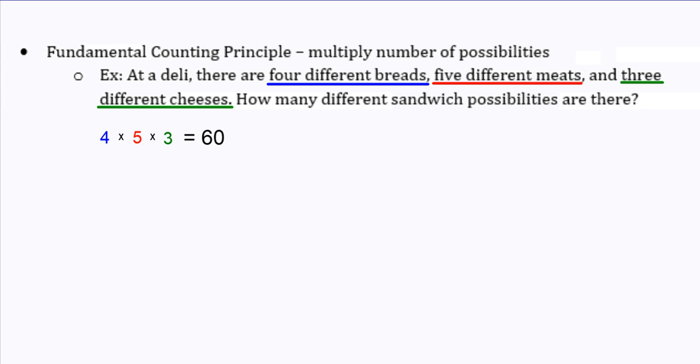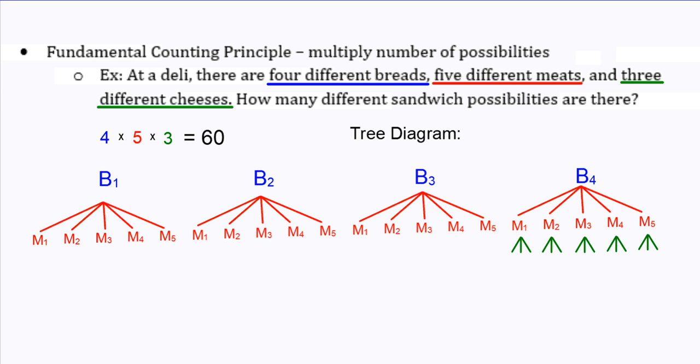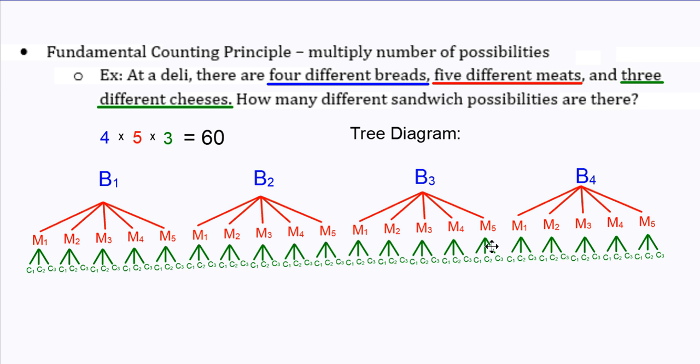Okay. Related to this is what's called a tree diagram, which is kind of a visual representation of the fundamental counting principle. So I can show all of my different options. So for example, I have 4 different breads, and I can represent them this way. And depending on which bread I choose, okay, 1, 2, 3, or 4, I have an option for 5 different meats. So each bread has those options of 5 meat. And then from there, I also have the options of 3 different cheeses.